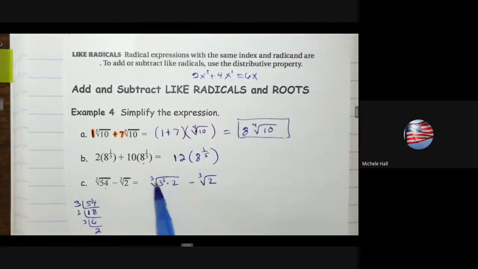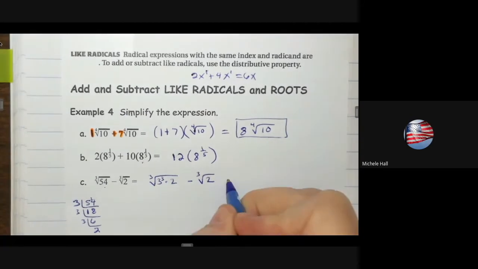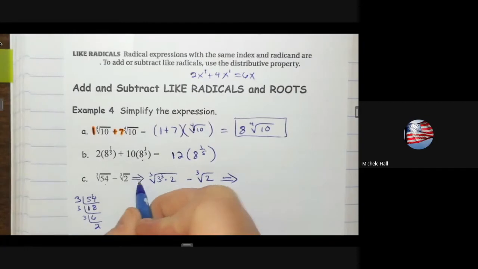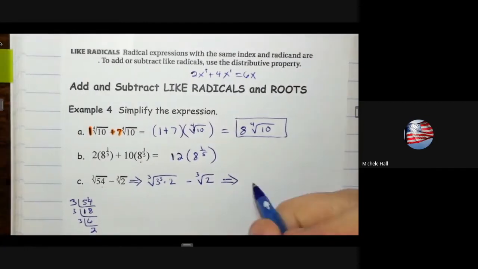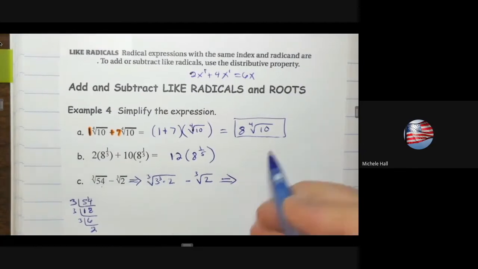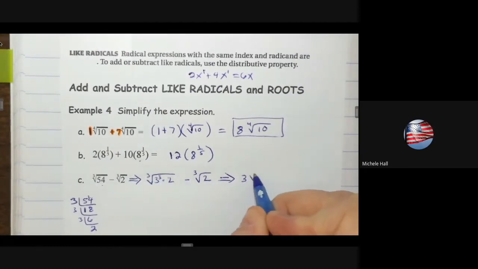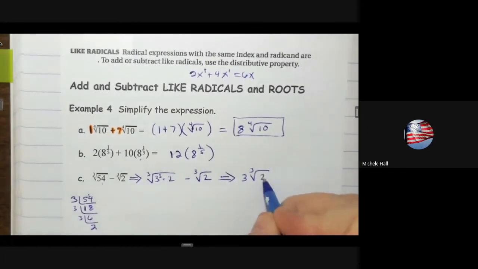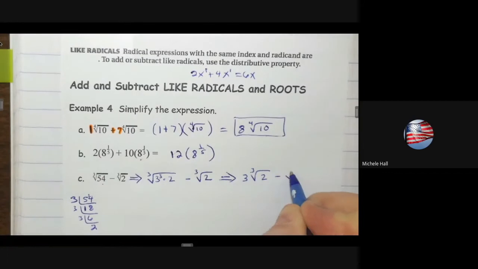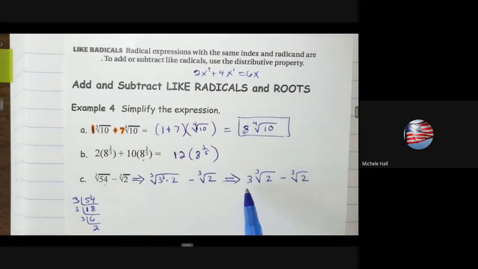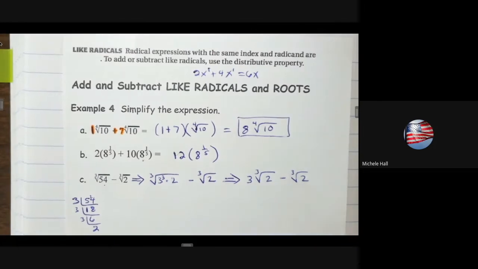Here we can see the cube root of 27 is going to be 3. And then what's left? We have the cube root of 2 minus the cube root of 2. We have 3 times the cube root of 2 minus the cube root of 2.